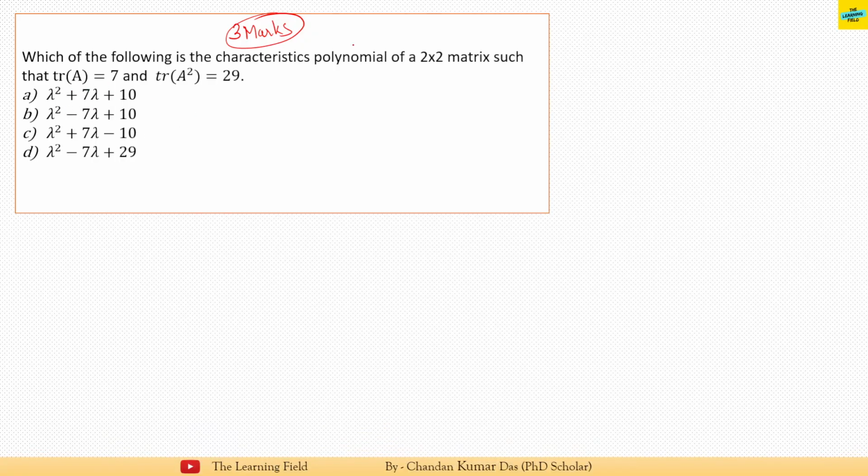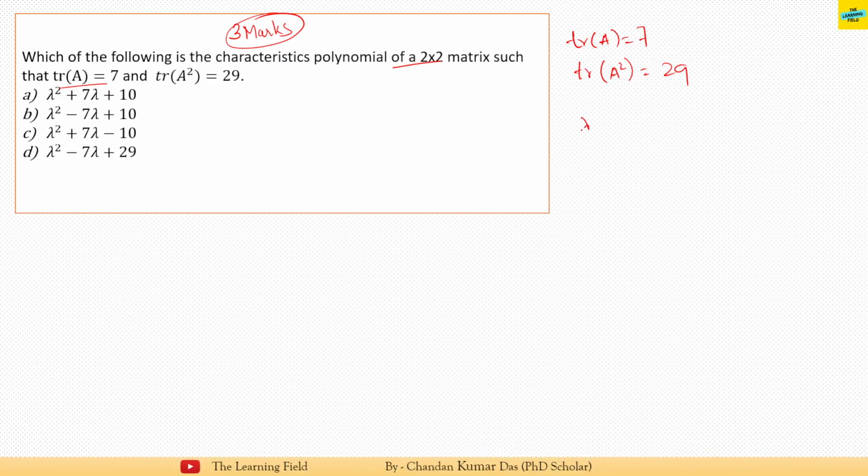So it says that for a 2 by 2 matrix, these two data are given: trace of A equal to 7 and trace of A square equal to 29. Then what will be the correct characteristic polynomial of A? So how can we solve? This is a very easy question.